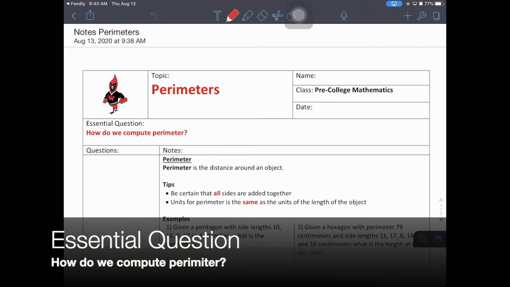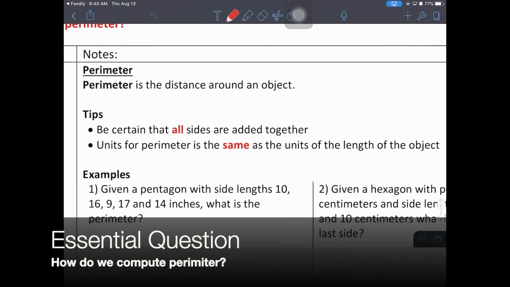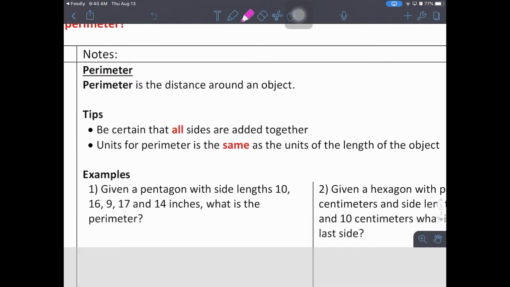All right, in this video, we're going to go over perimeters. Just as a reminder, perimeter is the distance around an object. Distance, or sometimes we refer to it as length too. Now, a couple of tips: make sure that all sides are added together.